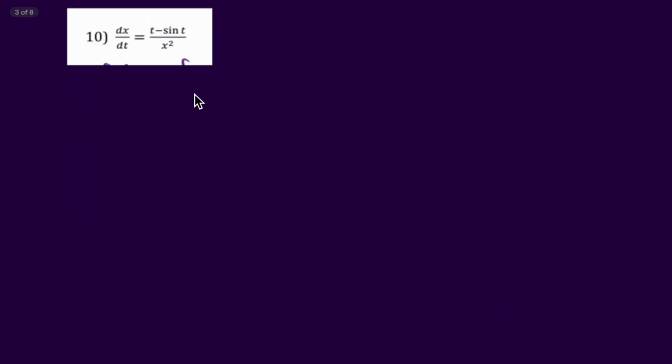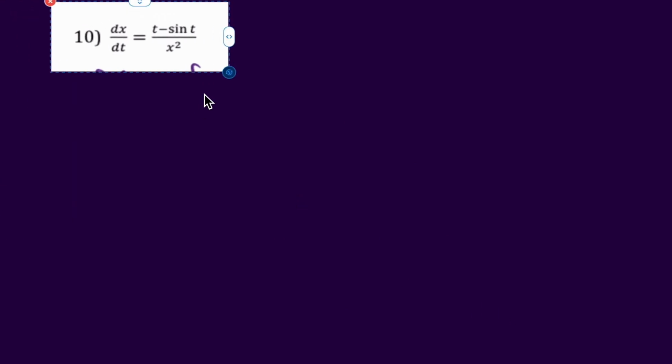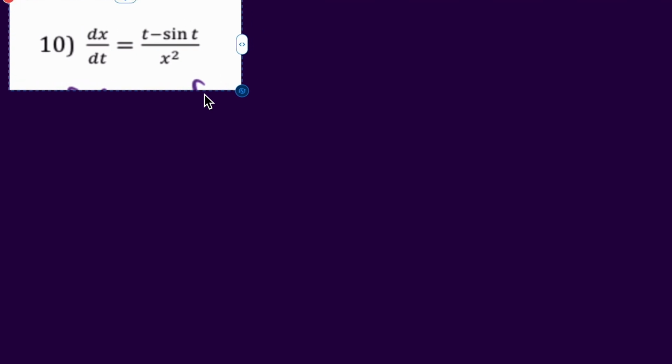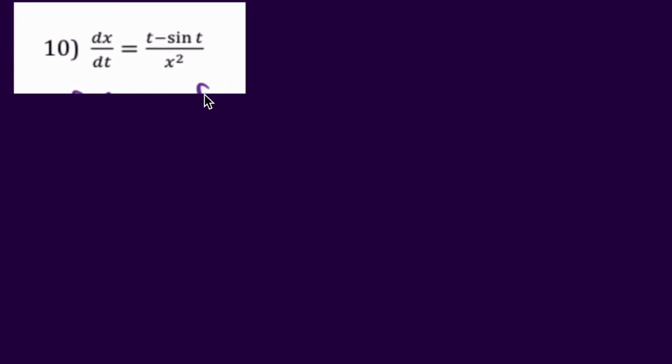In this next example, we see that we have dx dt equals t minus sine of t over x squared. And folks, as it turns out, it's going to be very difficult to solve for x. Whatever's on top, that's typically what we solve for. Usually we have dy dx, we solve for the y. Here we have dx dt, we normally would be solving for x, but as we'll see, it's going to get too difficult to do that.